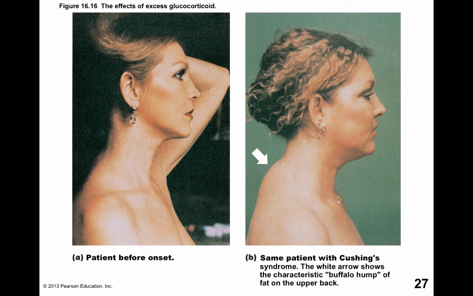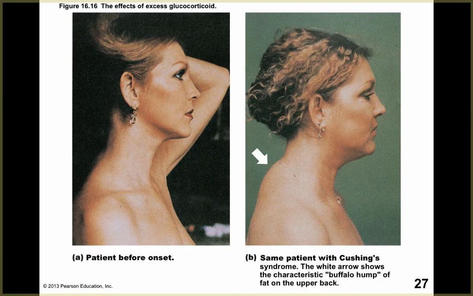So here's a perfect example of Cushing's syndrome. And you can see from here, the woman, you start getting this where you are having all this fat deposits going to these different areas, right? And so that arrow kind of shows you what's known as a buffalo hump of fat on the upper back. So this is kind of one of the ways that you can point to that you might be having Cushing's syndrome.